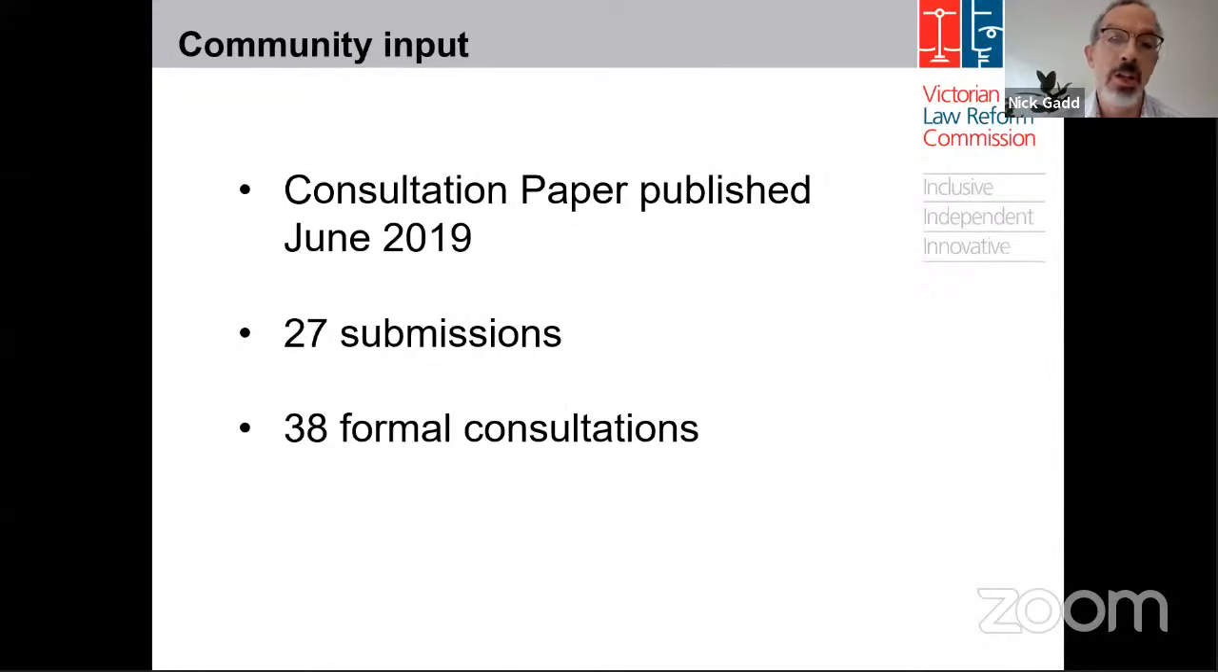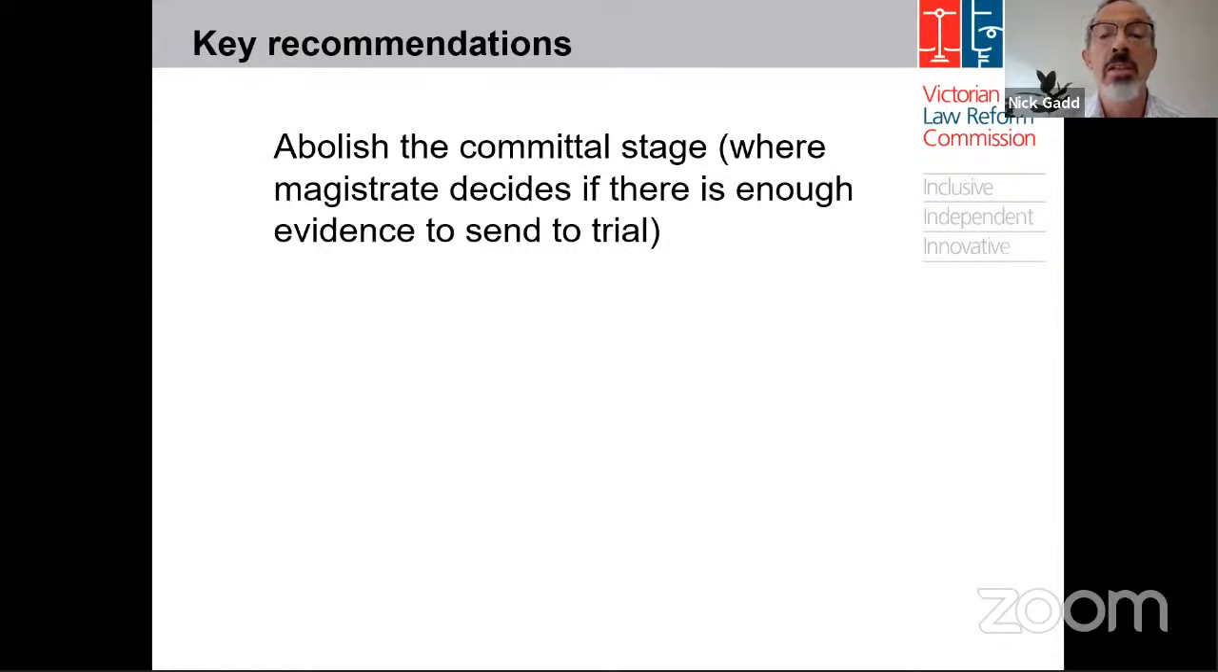So we published a consultation paper. We received 27 submissions and we conducted 38 formal consultations. And what did we end up recommending? Well, we ended up recommending that the committal should be abolished. We said we don't actually need that stage anymore. That's the actual decision where the magistrate has to decide, yes, okay, there's strong evidence here to send this person up to trial. We said that stage could be abolished.